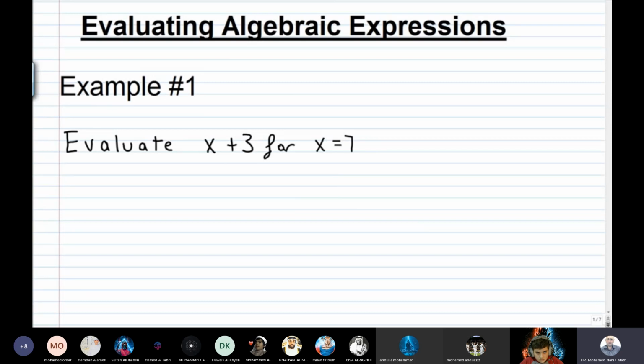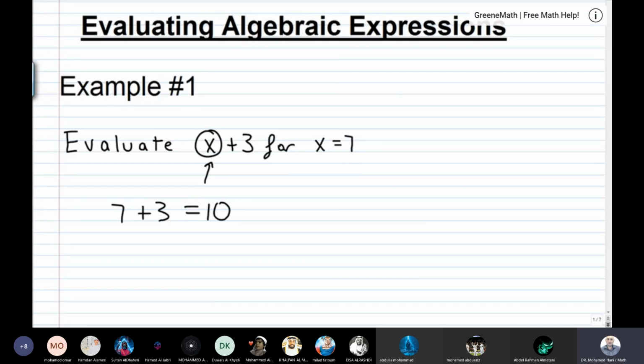For example 1, we want to evaluate x plus 3 for x equals 7. The word evaluate is just telling me to find the value of x plus 3 when x equals 7. So all I need to do is plug a 7 in for x and then simplify. If I plug a 7 in for the x, I'm going to have 7 plus 3, and 7 plus 3 equals 10. So if I evaluate x plus 3 for x equals 7, I get an answer of 10.